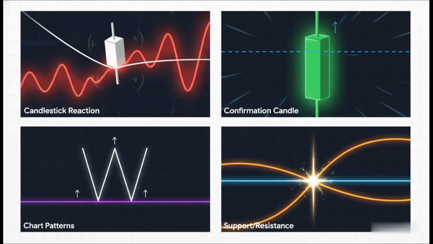First, look for a candlestick reaction. Are you seeing long wicks? That shows rejection. Buyers are stepping in. Second, wait for a confirmation candle. A big, powerful green candle that says, okay, the momentum is shifting back. Third, look for chart patterns. Is a classic double bottom forming right there in your zone? And finally, and this is the best one, does your fib level line up perfectly with a major pre-existing support or resistance level? If it does, that is a huge, flashing sign.